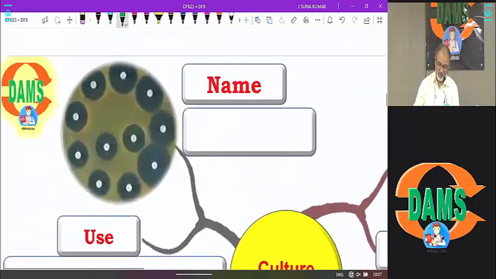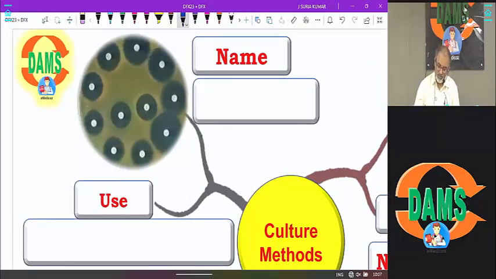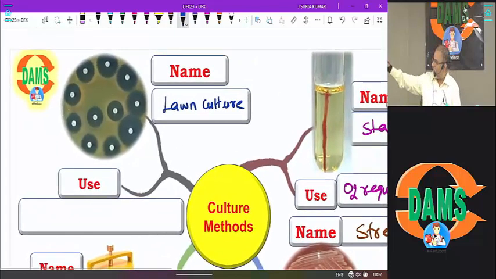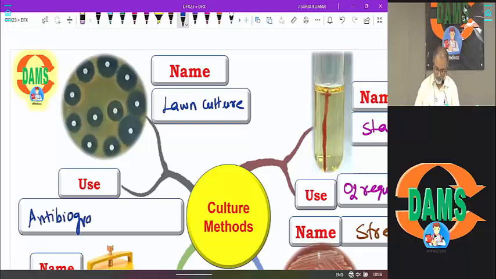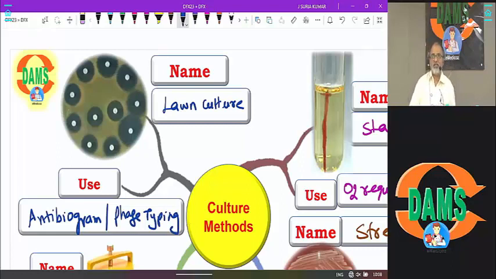And what is it? Lawn culture. Excellent. This is called lawn culture. What is the advantage of lawn culture? Antibiogram, antibiotic sensitivity testing, phage typing.